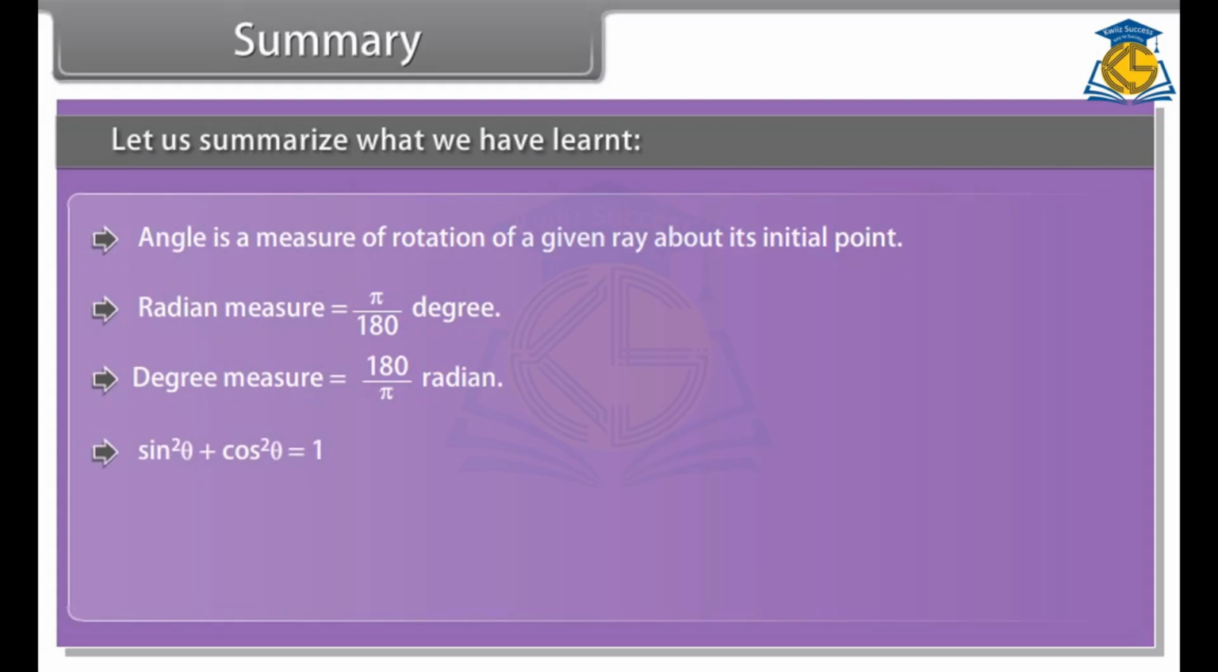Sin square theta plus cos square theta is equal to 1. Sec square theta is equal to 1 plus tan square theta. Cosec square theta is equal to 1 plus cot square theta.